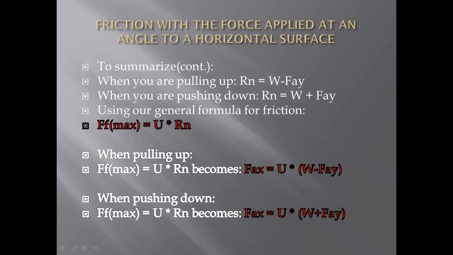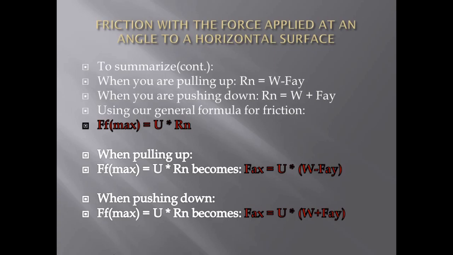When you're pulling up, the normal reaction force equals the weight of the object minus the vertical component of the applied force, FAY. When you are pushing down, the normal reaction force equals the weight of the object plus the vertical component of the applied force.